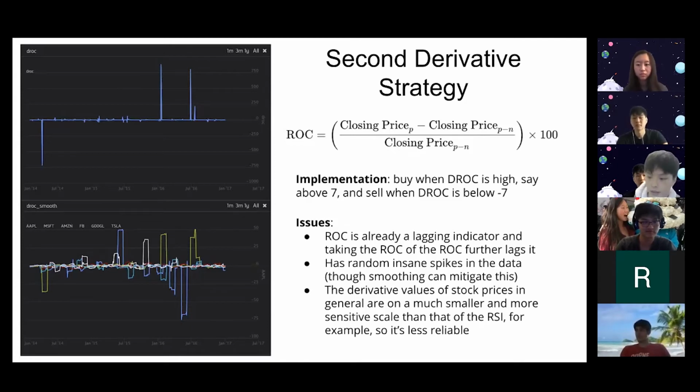And the issue is that this lags behind a lot, because even just based on rate of change, we're looking at say a 10-day period, and you do that twice, so that's another 10 days, so that's a 20-day period. And there are also these random spikes in the data, although we could probably smooth it out, or clean up the data a bit more to get rid of those. But yeah, because of these issues, we end up not using it.